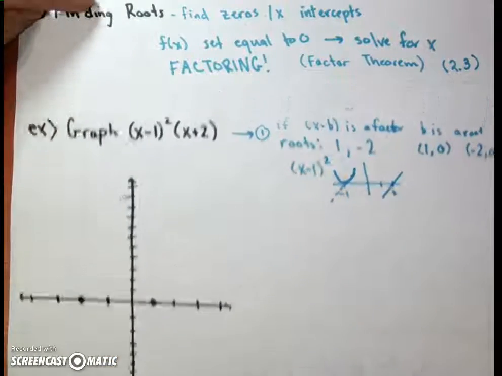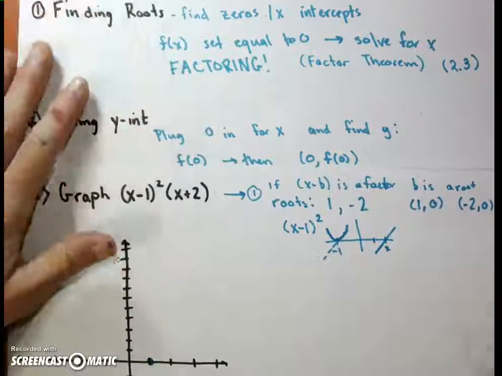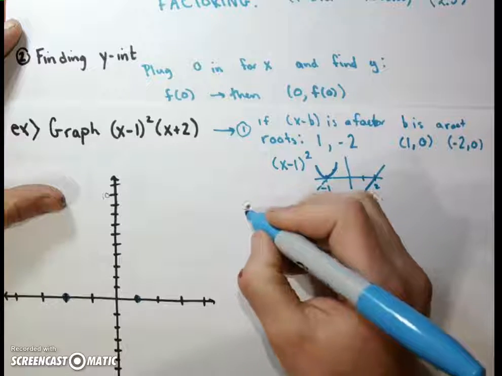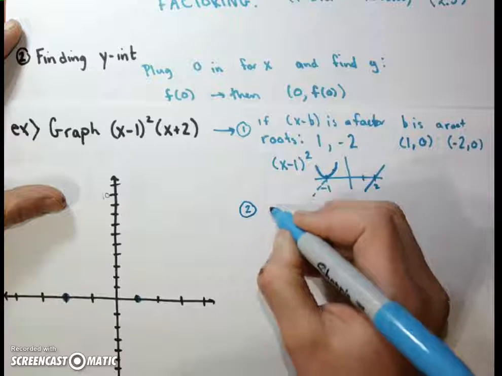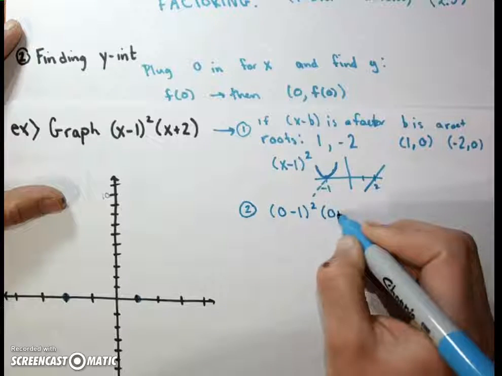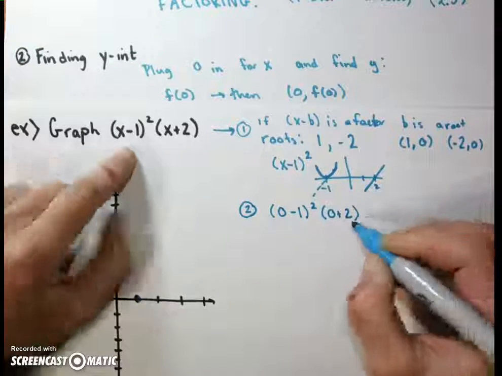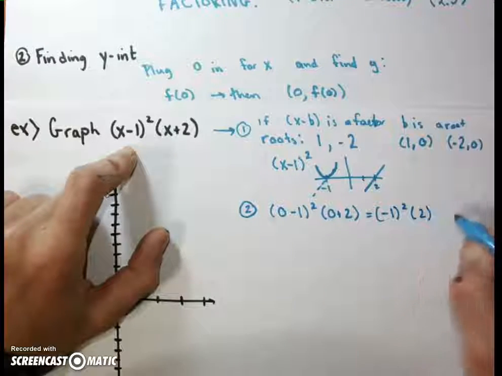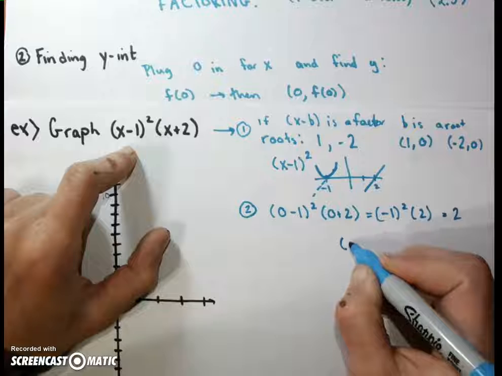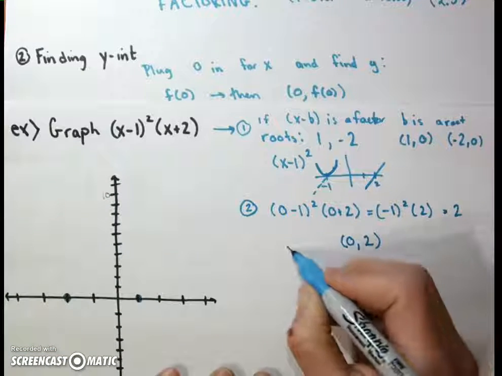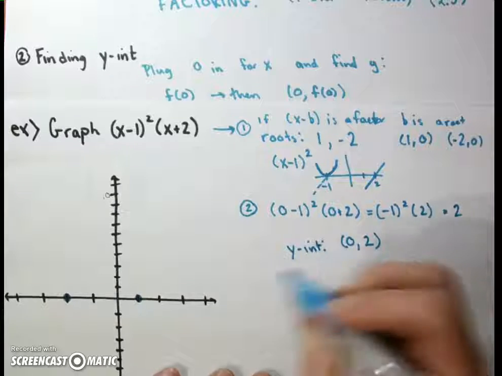Okay, my next step is to find the y-intercept. So to find the y-intercept, I plug in 0 for x, so I get negative 1 squared times 2, which is just 2. So (0, 2) is my y-intercept. And I'll plot that.